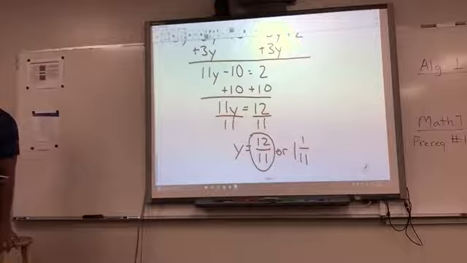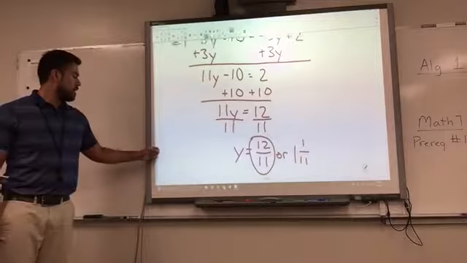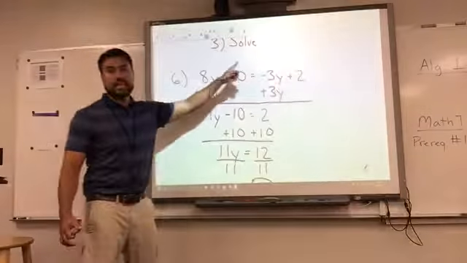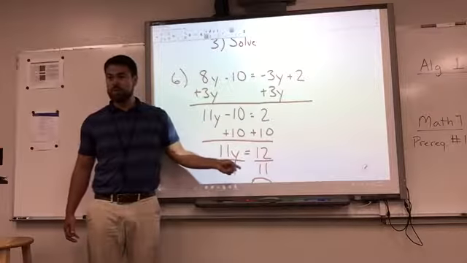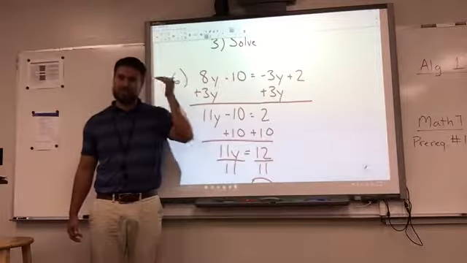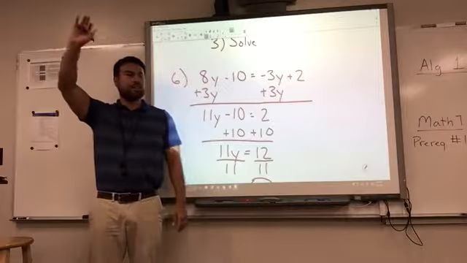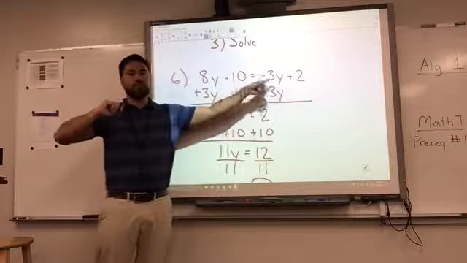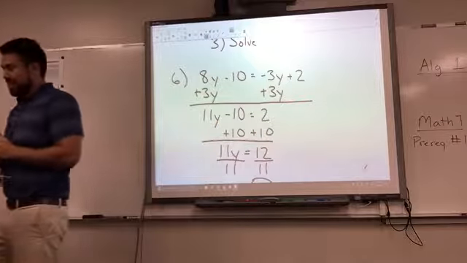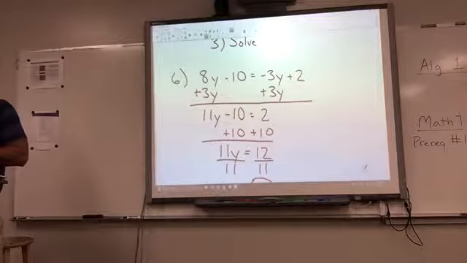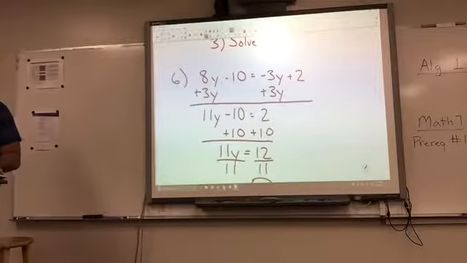12 over 11. Did anyone do it by subtracting 8y from both sides? And you got 11, or you got 12 11ths? Good. You're allowed to do that. Anyone else? You subtracted 8y from both sides? I got 1. Okay, that's all right. Man, this is too easy for you guys. Let's do number 7. Oh, question.